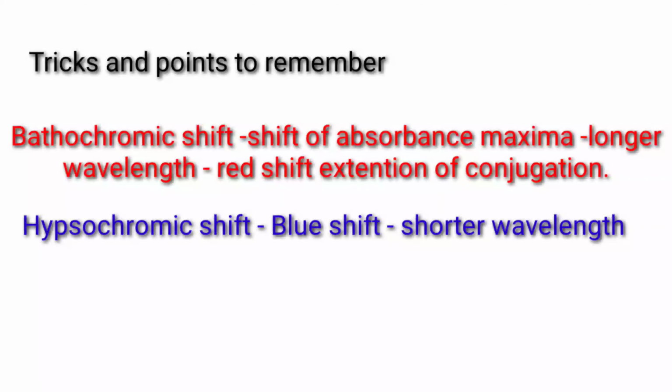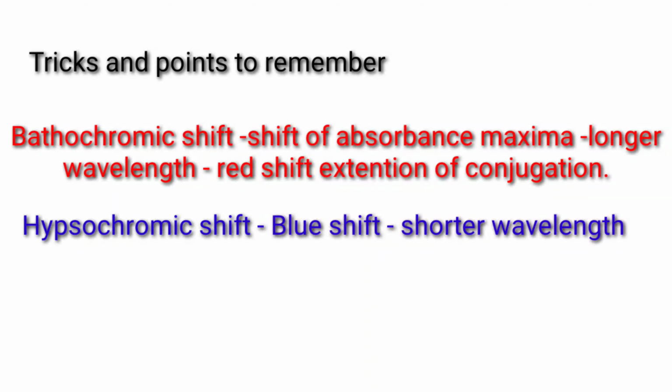Tricks and points to remember. First of all, we start with the concept. Whenever a molecule absorbs energy in the UV region, there occurs the transition of valency electron from the ground state to the excited state. At this moment, there occurs a bathochromic shift or hypsochromic shift, that is transfer or shift of absorption maxima towards longer wavelength, it is bathochromic shift, and shift of absorbance maxima towards shorter wavelength, it is called hypsochromic shift.